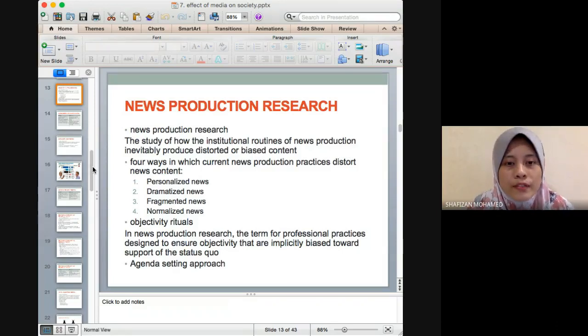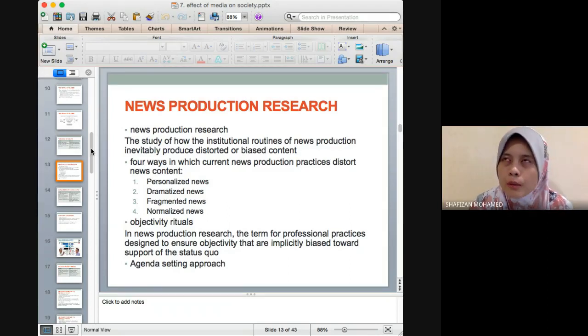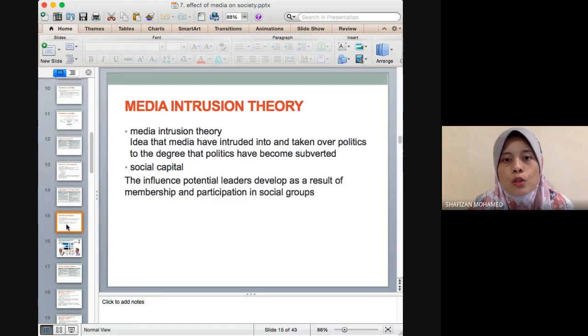These are just examples out of the many other theories that are available in social science, especially in media and communication research. We've discussed previously the more popular ones, the main ones: agenda setting, news production, and spiral of silence. Today we're going to talk about another theory, called media intrusion theory. It tries to explain how the media affects society through its content and its production. It is mostly used when you are studying the relationship between media and politics.